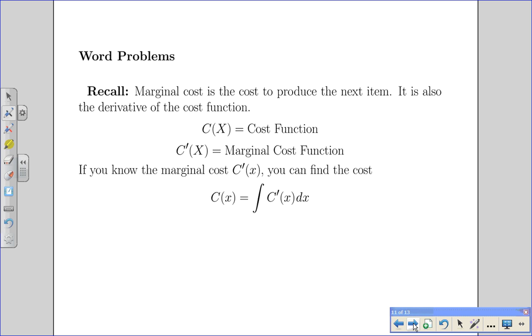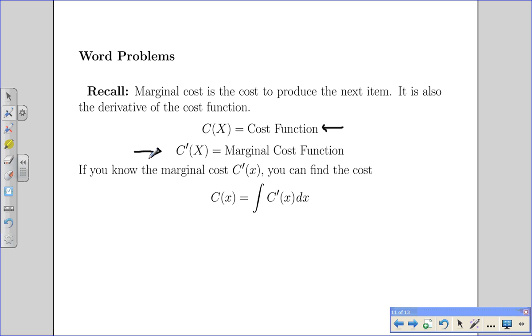So sometimes this comes up in the context of word problems, and you may recall from before that we had something known as the marginal cost, and the marginal cost is the cost to produce the next item. You can also talk about marginal profit or marginal revenue, or you can put marginal in front of almost anything. So the marginal cost is also the derivative. So if c of x is the cost function, then c prime, the derivative, is the marginal cost.